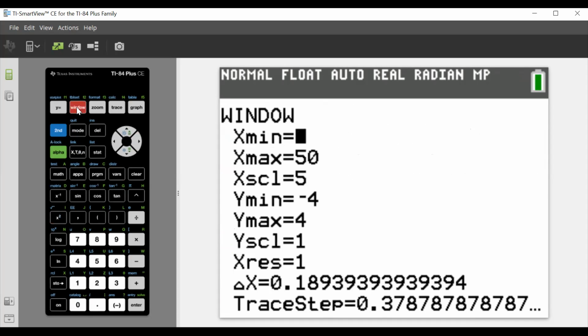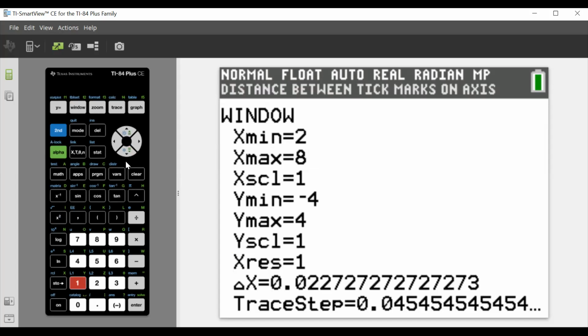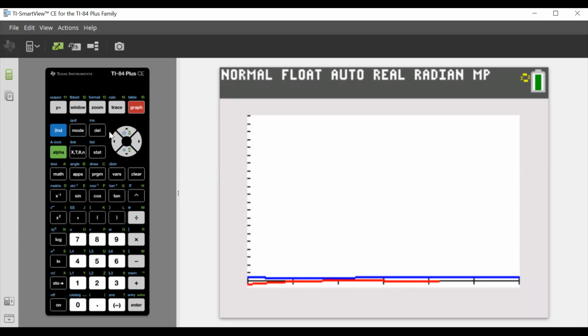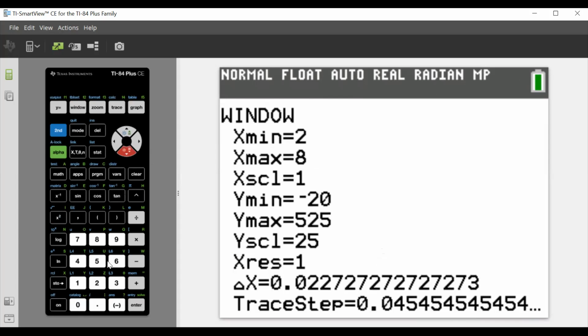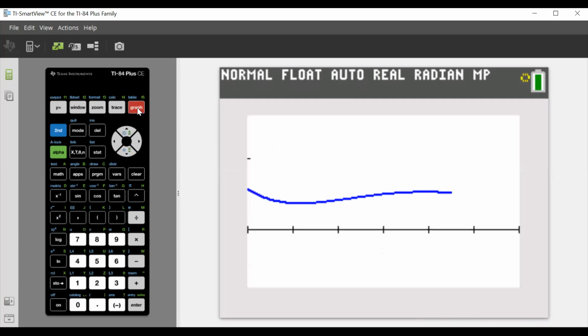All right, and now let's just do it between 2 and 8, and we'll go by 1, and we'll go from negative 20 to, I don't know, 250, or 525 even, that works too. And so now we'll get those two graphs. They're way down there, so we really didn't need to go that high. If we trace, how high do we have to go? We'll go to 40. All right, so that looks okay.